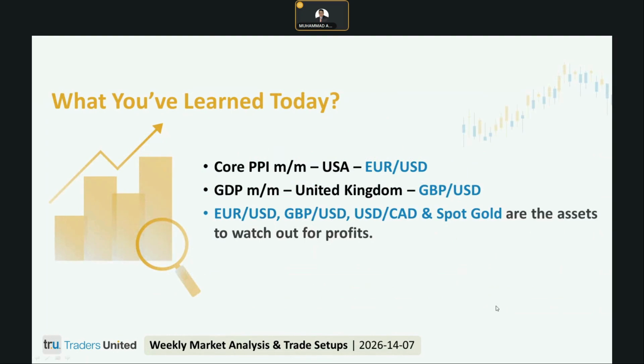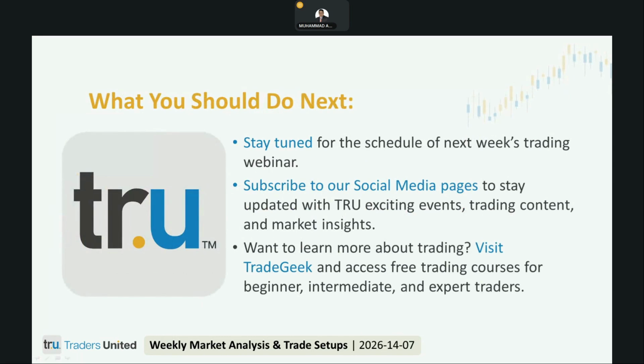So let us review what we have learned today. Well, we discussed the core PPI in USA and the GDP for the United Kingdom, and I also discussed the upcoming future price direction for the euro dollar, GBP USD, USD CAD, and spot gold. So these are the assets to watch out for profits.